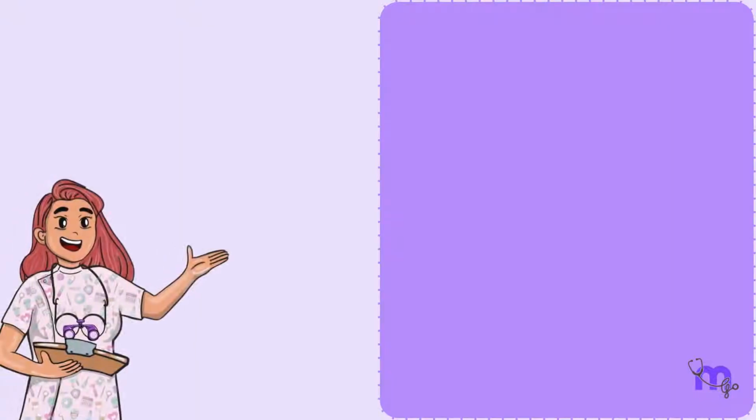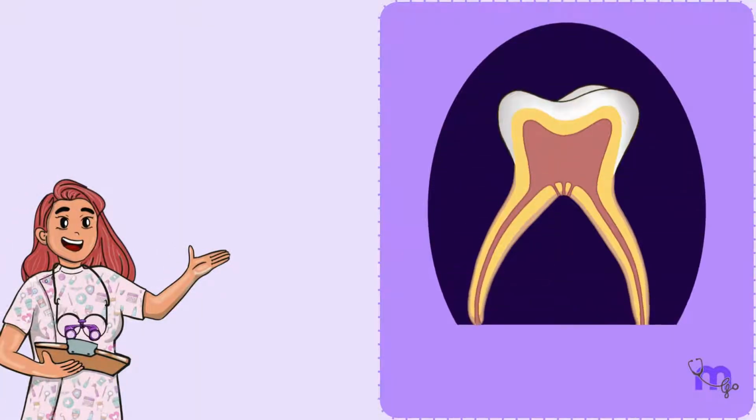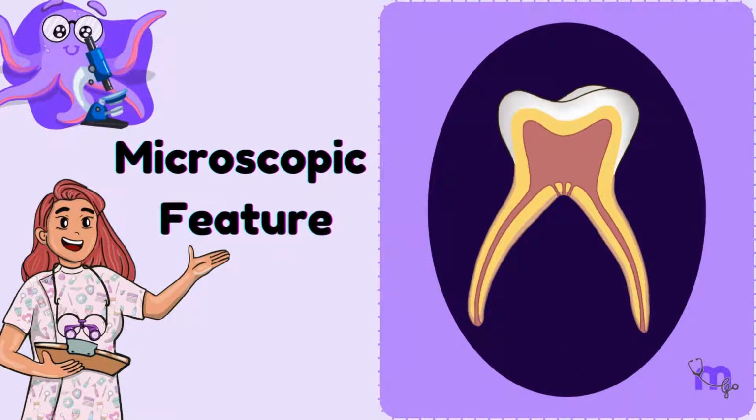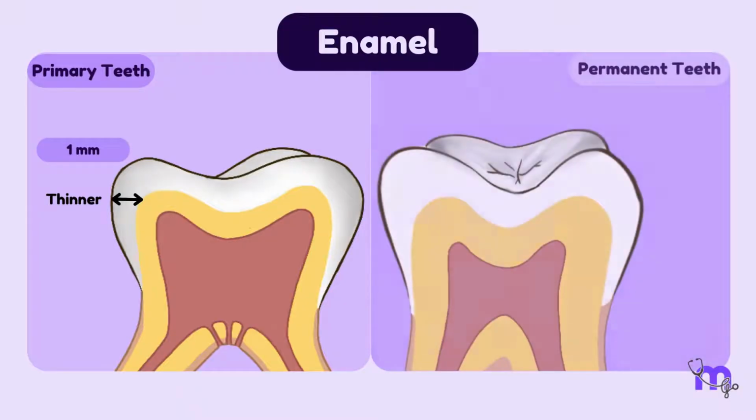These were the differences Rhea could see, but there was a lot more that needed to be observed under a microscope. She began to observe from outside inwards. The first visible layer was the enamel. Primary teeth had thinner enamel, with a consistent thickness of about 1 millimeter throughout the crown, whereas the permanent teeth had a thicker layer of enamel that measured about 2 to 3 millimeters, but the thickness varied at different areas.